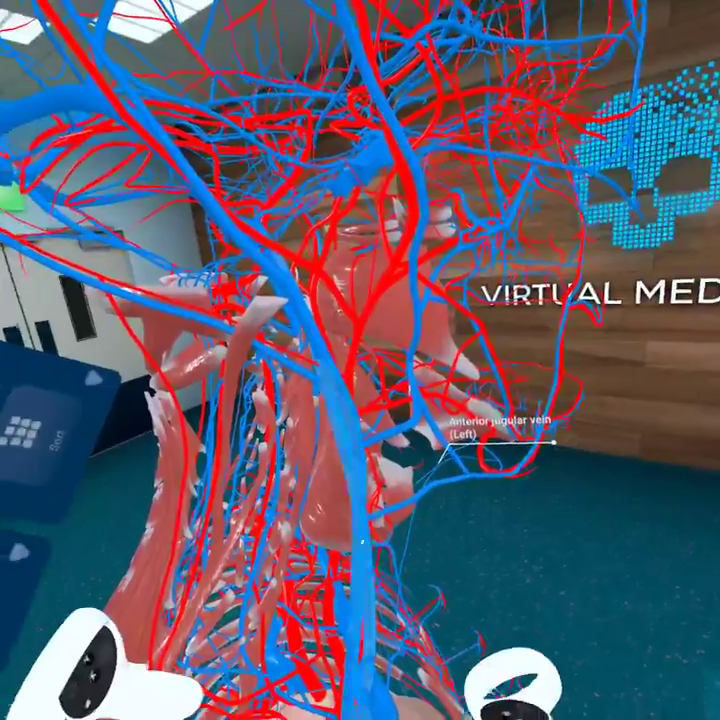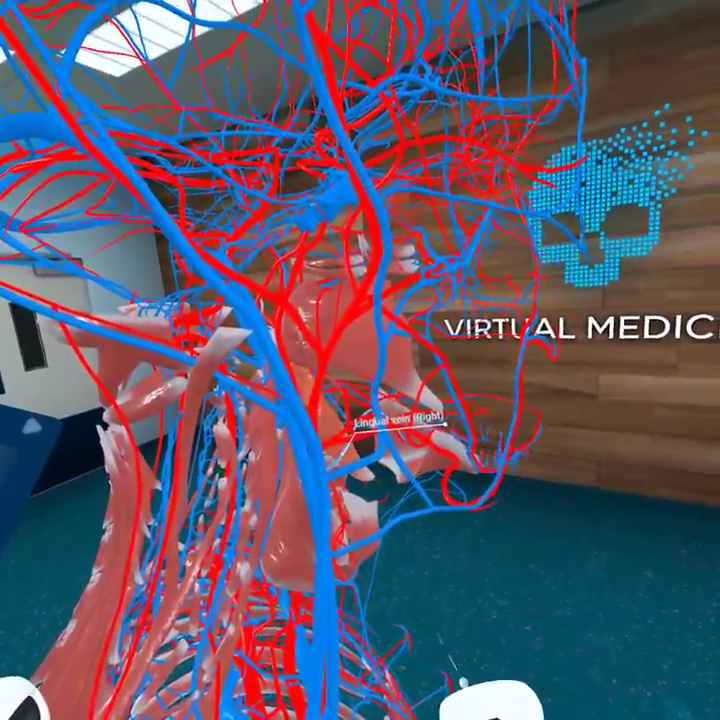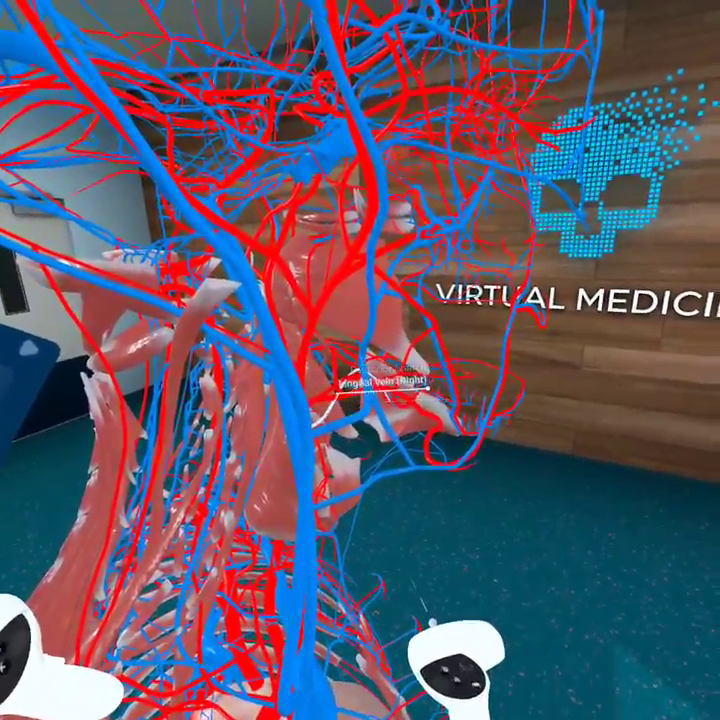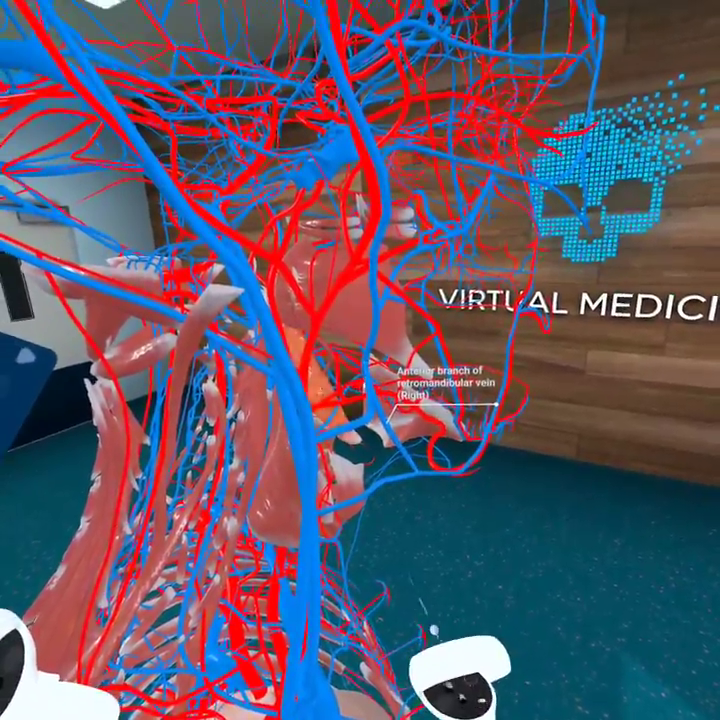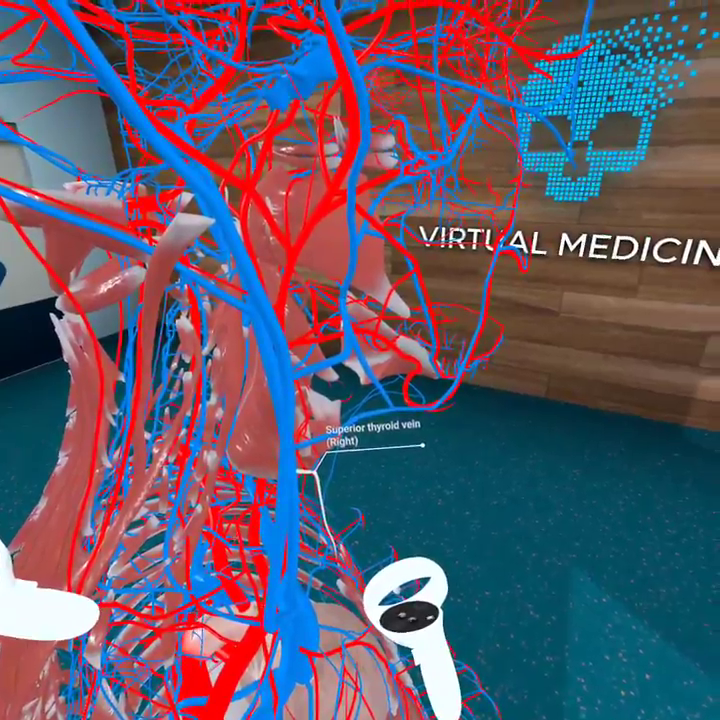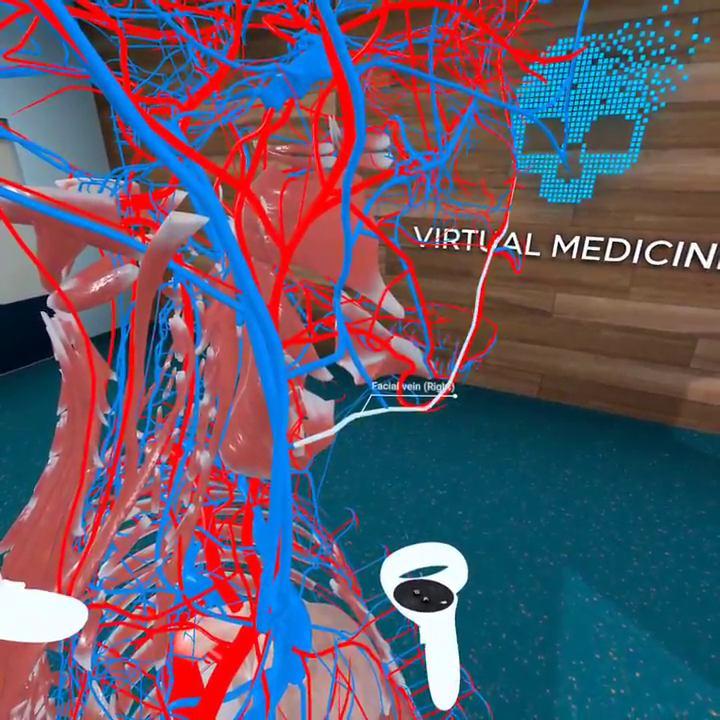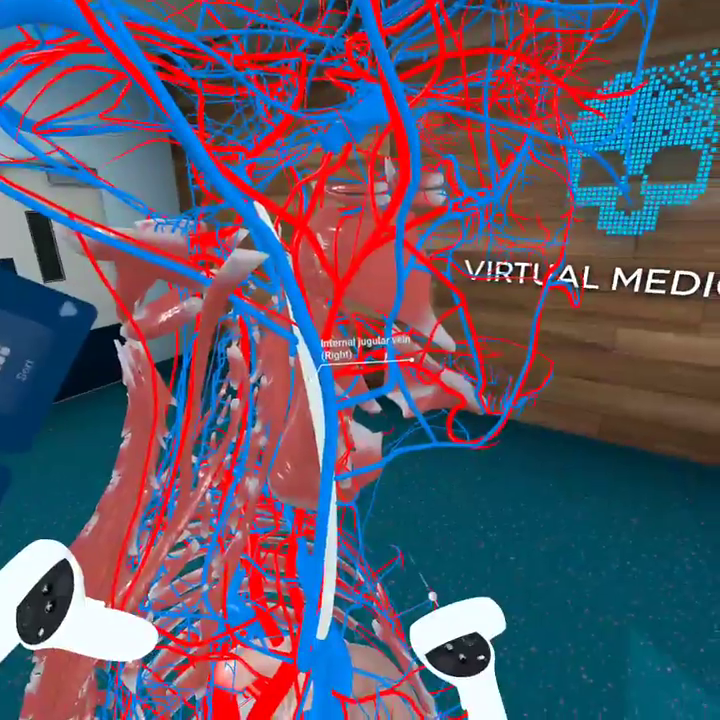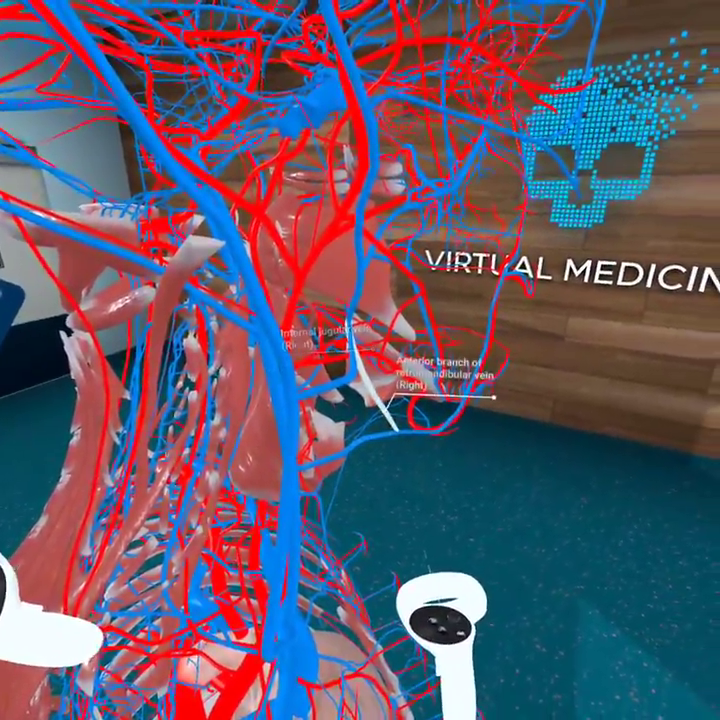Anterior jugular left. But at least we know the big ones. The lingual, we have the facial, we have the superior thyroid. This is our facial one. And they're all coming off of the internal jugular vein.